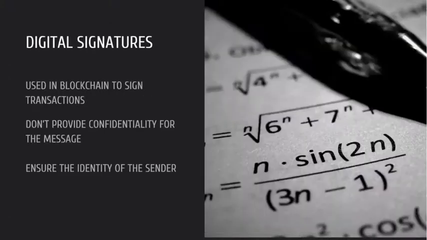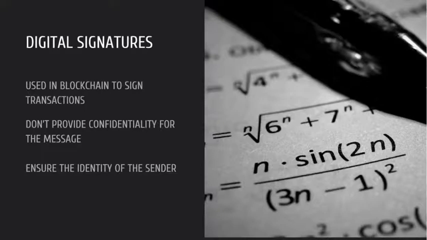Now, how about digital signatures? So for example, in Bitcoin, we use digital signatures to sign transactions. You use your private key to sign a transaction that is then broadcasted on the network, publicly on the network. And when you sign a transaction, it's not that you encrypt a transaction. You just sign it and everyone on the network can check who signed it. And everyone will know that you signed it. So you ensure the identity of the sender by having digital signatures.